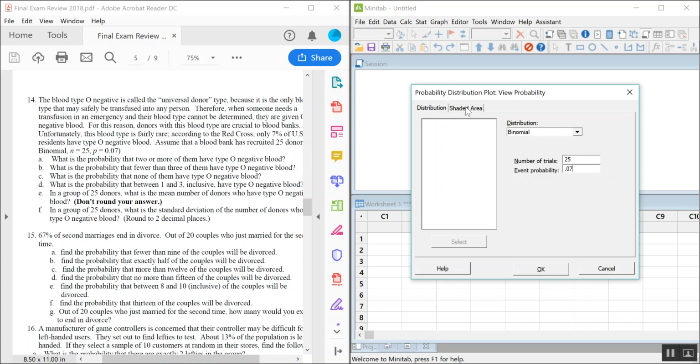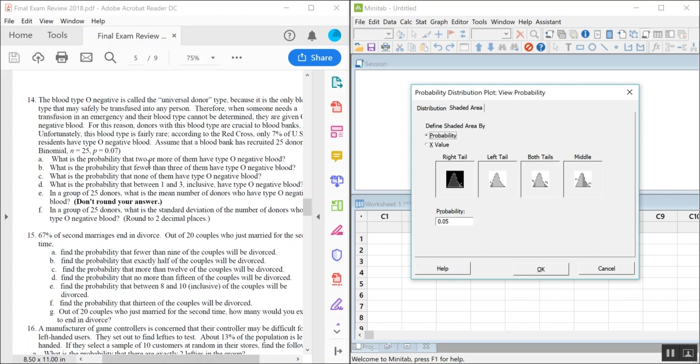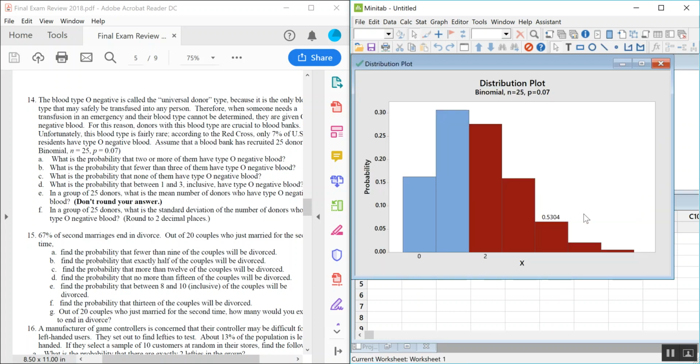Then I'm going to click over to Shaded Area. Like I said, I want 2 or more that have type O blood, so greater than or equal to 2. So I need to change this to Value, not Probability. You're always inputting into Minitab what you know, not what you don't know. Since I want the probability, I don't know it, so I'm going to be giving Minitab what I do know, which is a value. I do know that I want 2 or more, so greater than or equal to, or to the right of, 2. Let's put 2 in there and hit OK. And there's our distribution. It looks like the answer to that is 0.504.